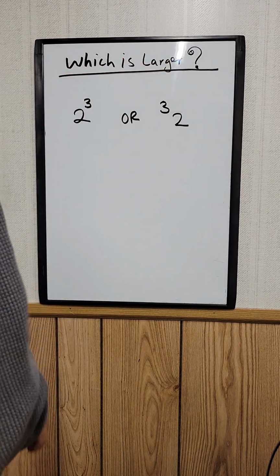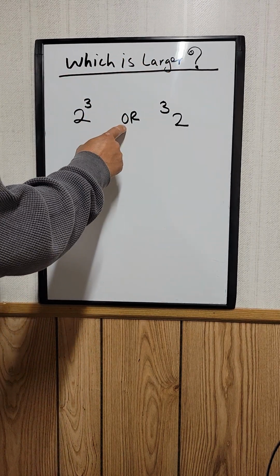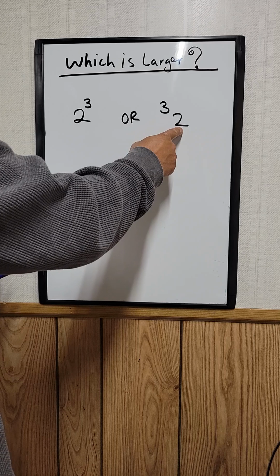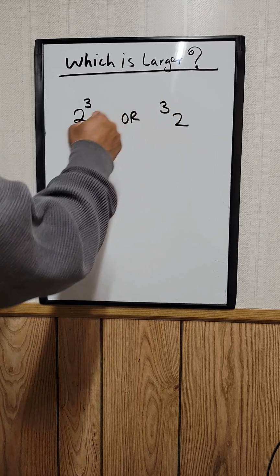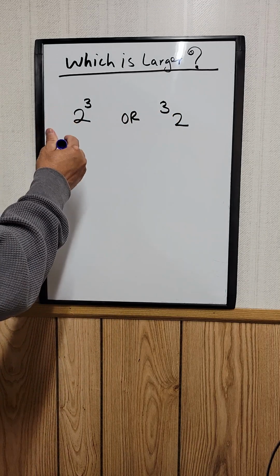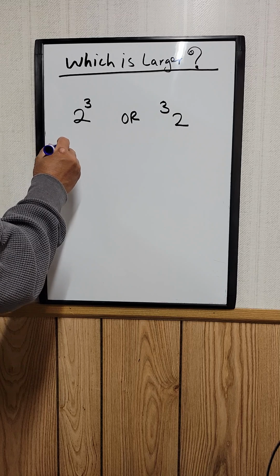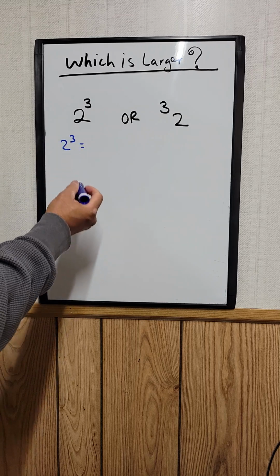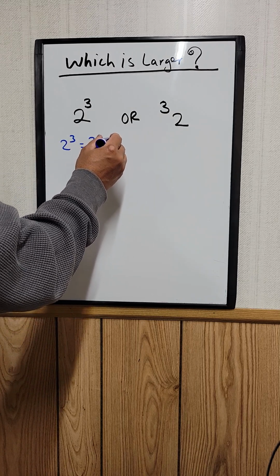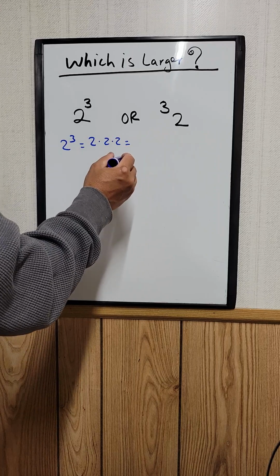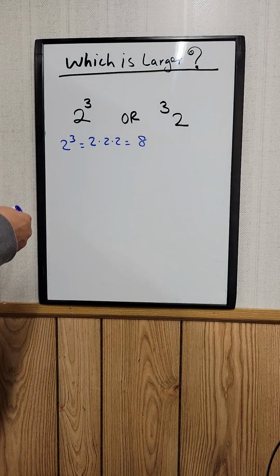Which is larger, 2 to the third power or 2 to the tetration of 3? So let's do the first one first. 2 to the third power just means 2 times 2 times 2, which is equal to 8. How about the second one? How do you do that?